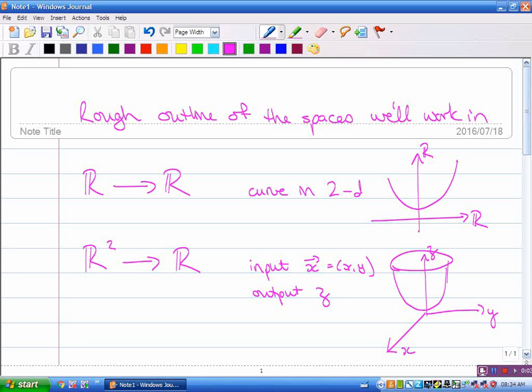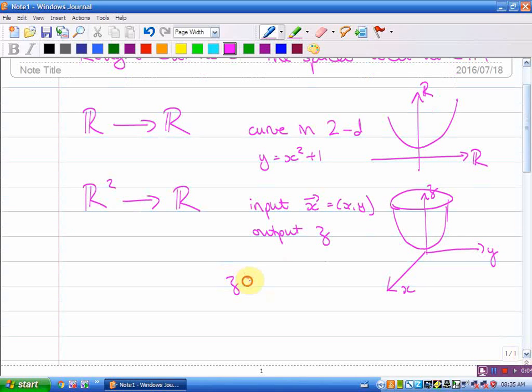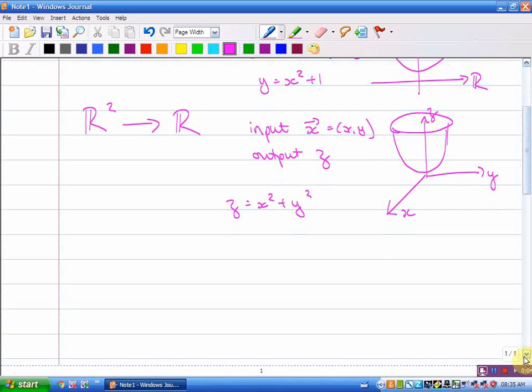A typical formula would be Z equals X squared plus Y squared. That's a paraboloid equation. Soon you will recognize surface equations very easily. Input, two-dimensional; output, one-dimensional. Input, vector; output, real number, a scalar. And that's surfaces. We're going to deal a lot with surfaces. Then there's putting in a real number and getting out a vector.